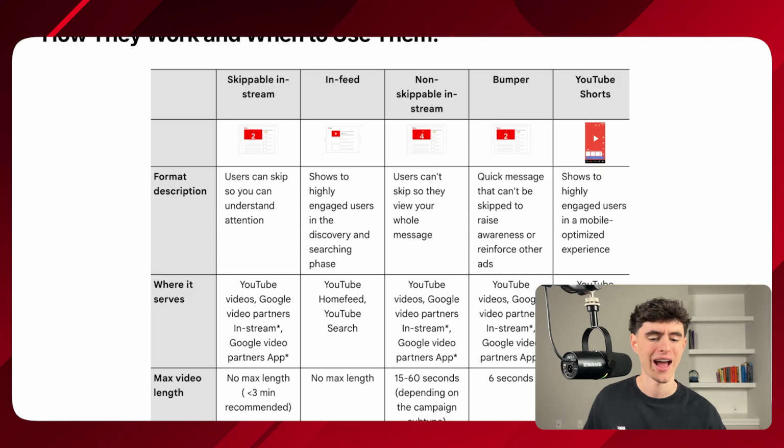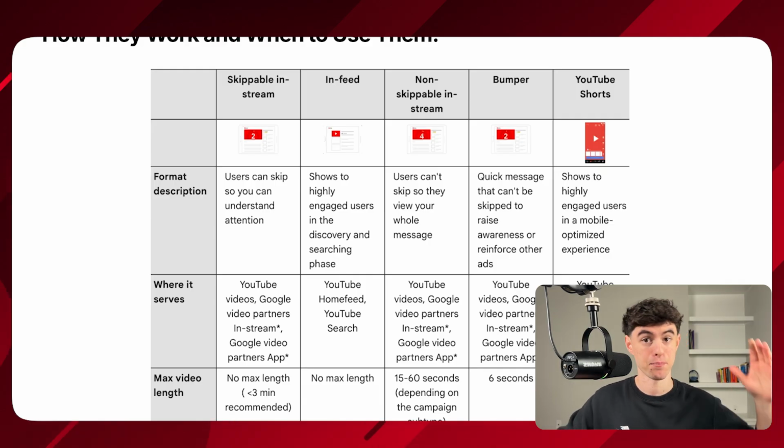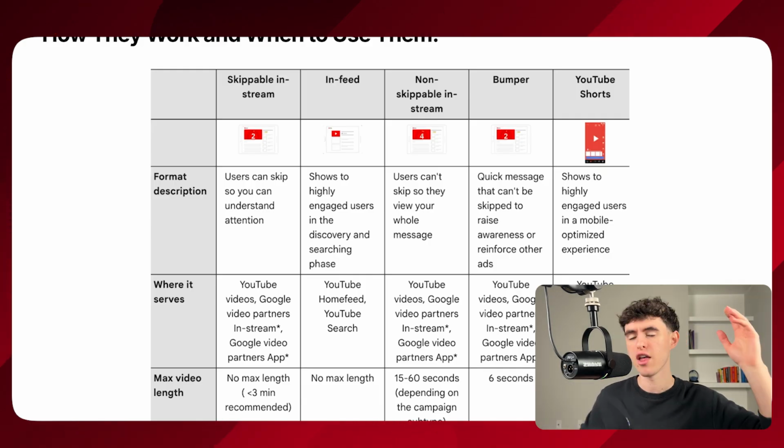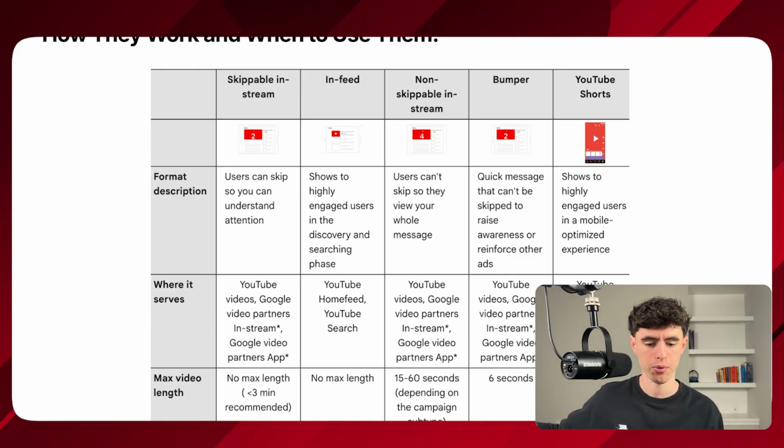Next, we have bumper ads as well. And this is just a quick message that can't be skipped in order to raise awareness about your campaign. So these are essentially in the exact same placements that we were talking about before. They're on YouTube videos, they're on Google Video Partners, in-stream videos, etc. And basically these are around 6 seconds long.